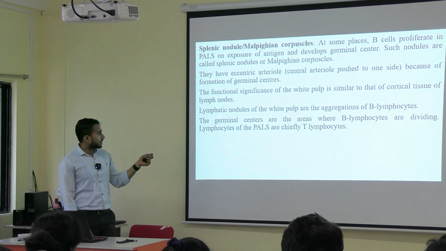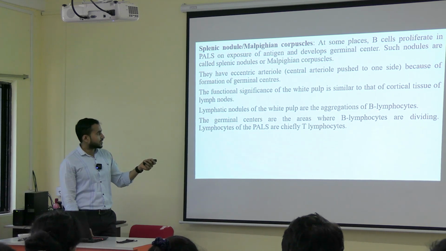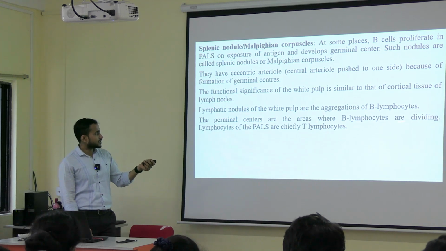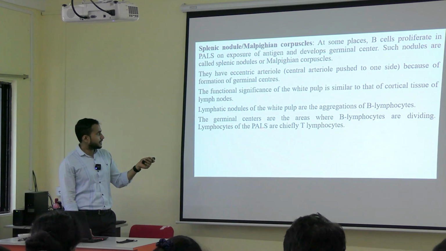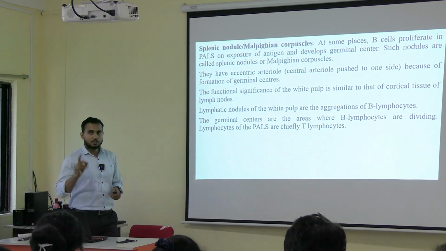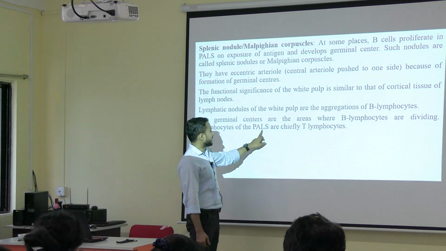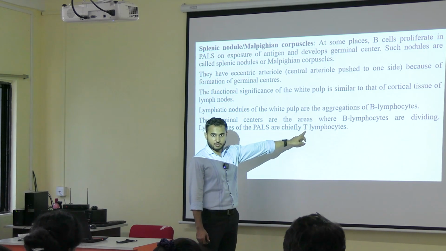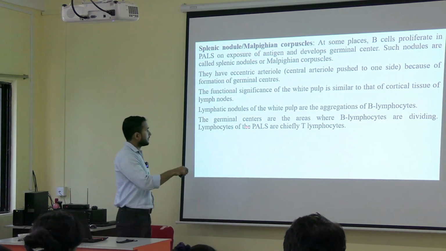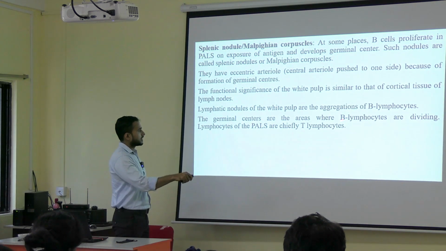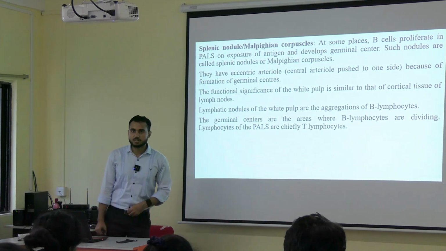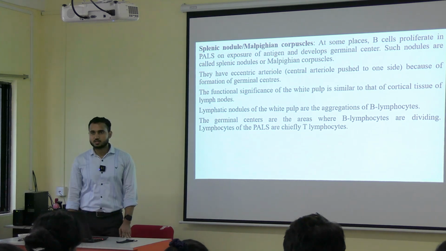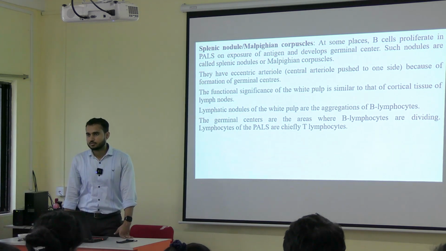Next, you can see the lymphatic nodules of the white pulp are aggregation of B lymphocytes, and the germinal centers are the areas where B lymphocytes are dividing. Lymphocytes of PALS are chiefly T lymphocytes. Now, in most cases in PALS, that is periarterial lymphatic sheath, you will be getting the T lymphocytes. But if you see any germinal center, then note that there will be B lymphocytes. This is the difference between the Malpighian corpuscles and PALS.